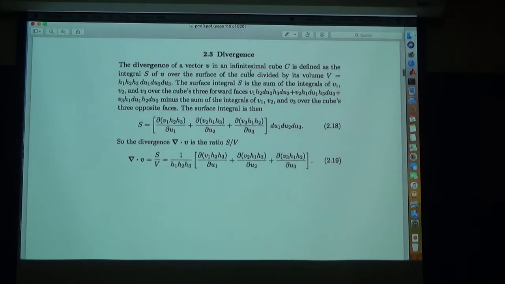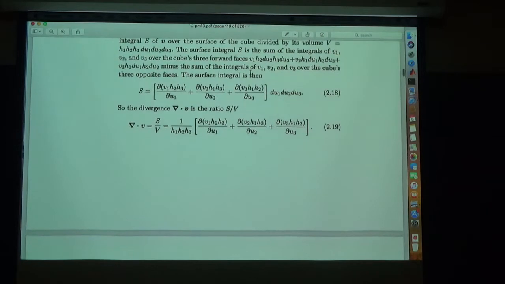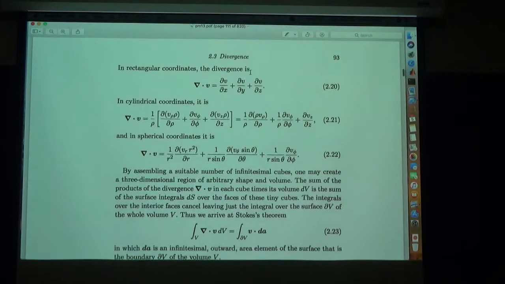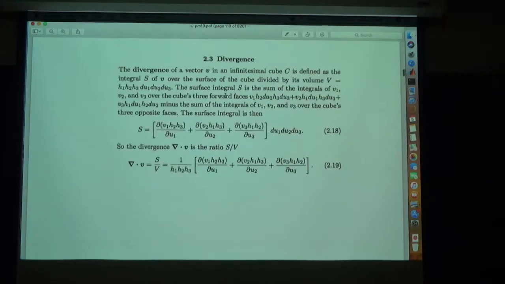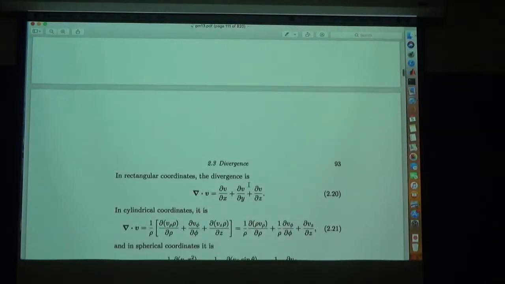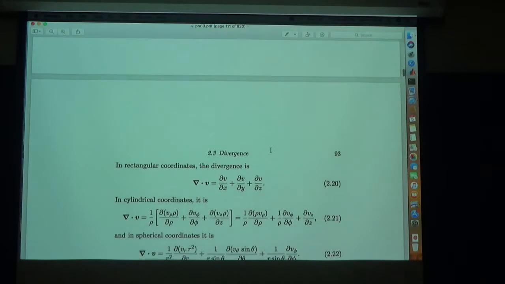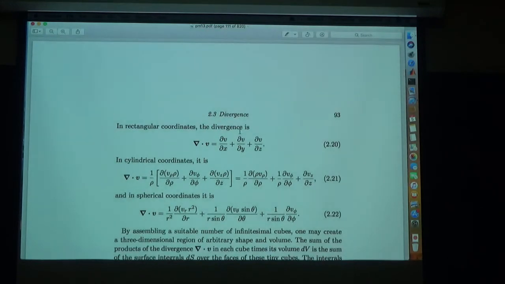Does anybody want me to draw that more clearly on the board? In rectangular coordinates, it's very simple. You've seen it many times. Actually, that's a mistake here. That should be dV sub x, dV sub y, dV sub z here. I left the subscripts off this thing. Let me see if I can just put more on this.